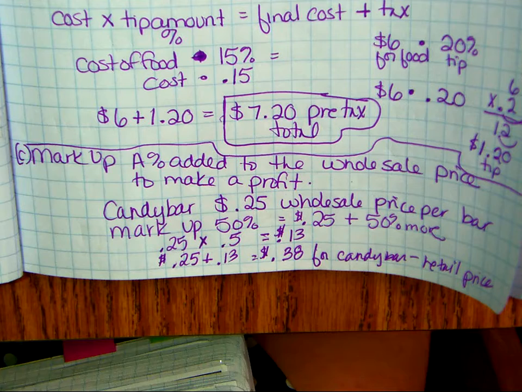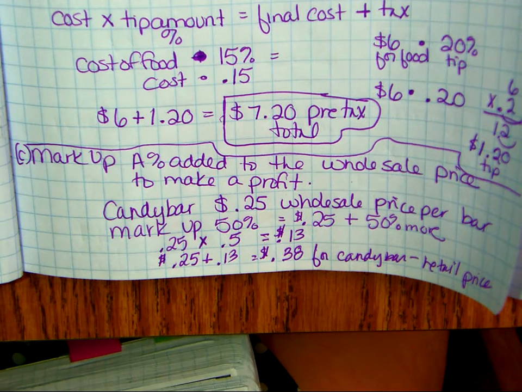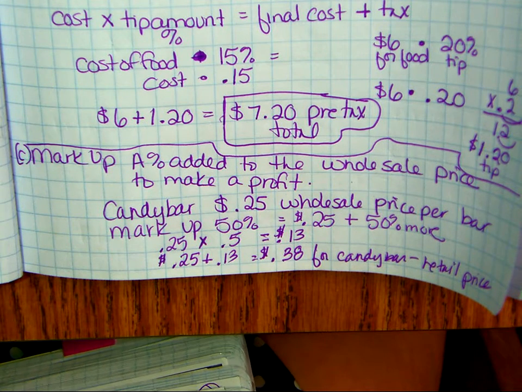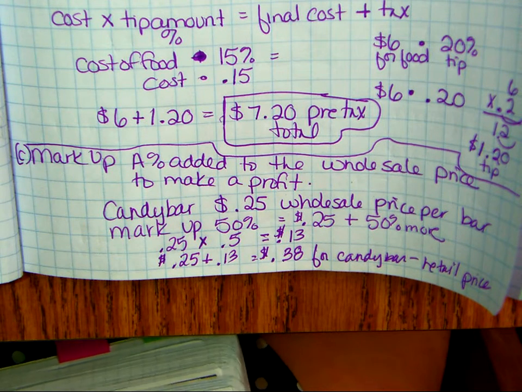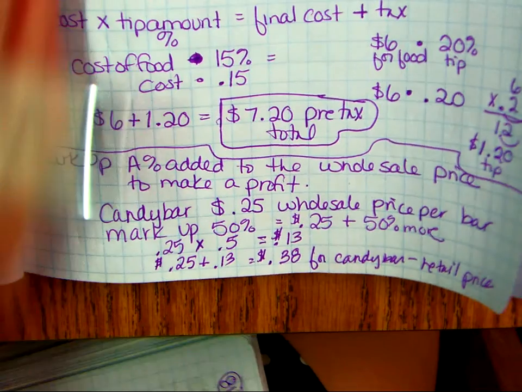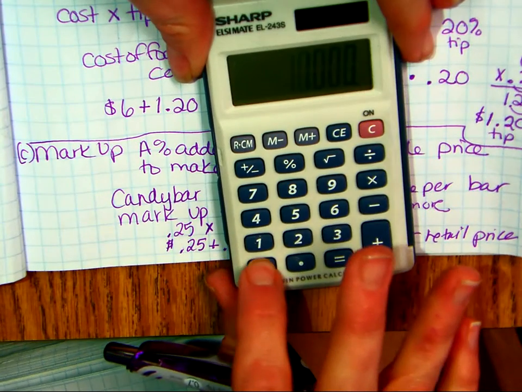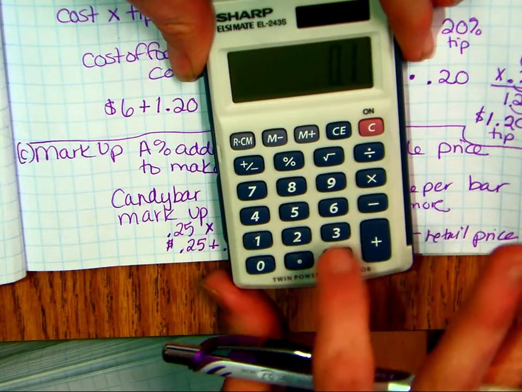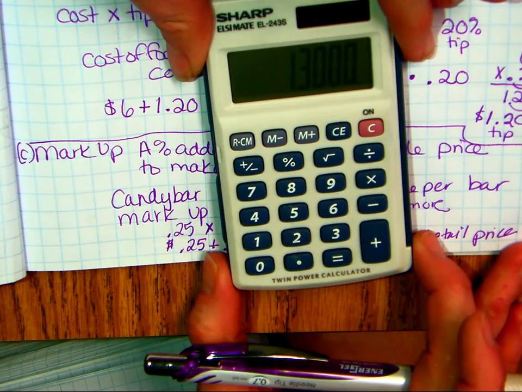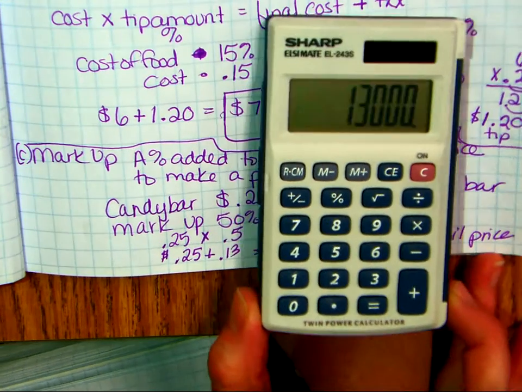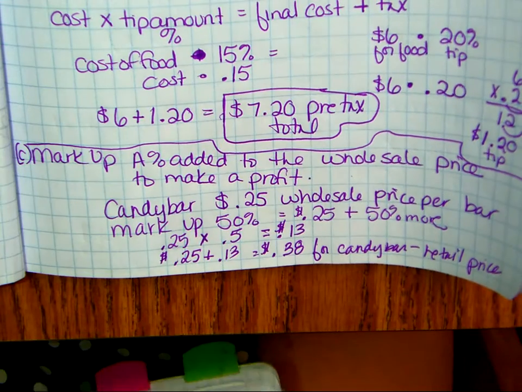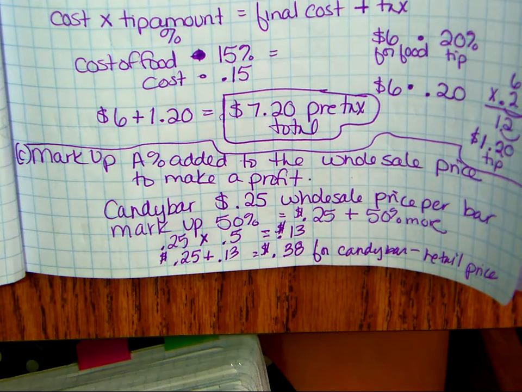And 13 cents a candy bar might not seem like a lot of money, but let's say they sell 100,000 candy bars. Okay? Then you would say, okay, 100,000 times that 13 cents they're making per candy bar, they just made $13,000 on their candy bars. So in the end, a little bit of money ends up making a big difference.